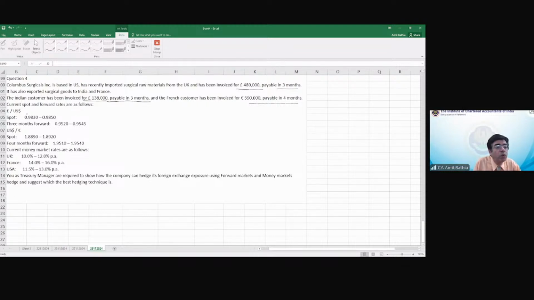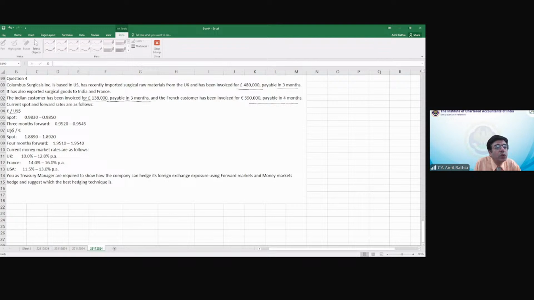So you have pound to USD given to you. Spot rate is 0.9830, 0.9850. 3-month forward is 0.9520, 0.9545. So you can see over here, first and foremost, the base currency, US dollar, is expected to depreciate, right? All right.